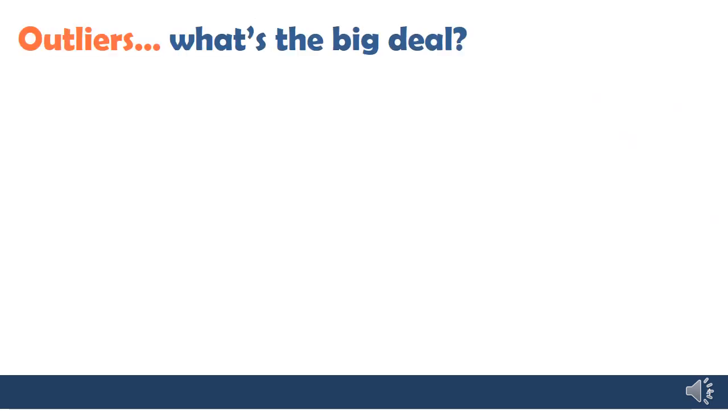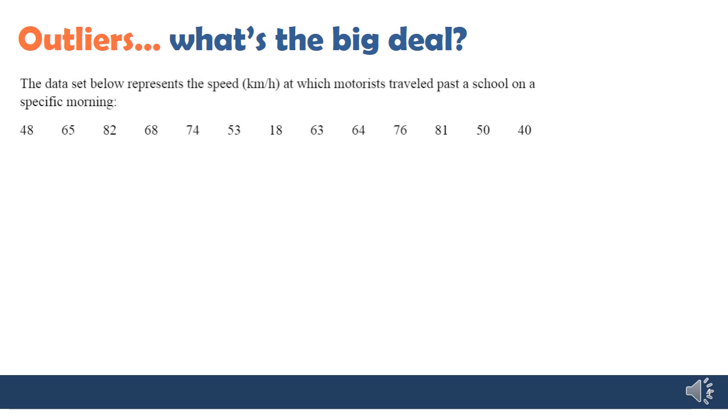So what's the big deal about outliers? Why do we care so much? To answer this question, I want to look back at the example that we did last time, where we have different motorists going past the school gate. So some of them go quite fast and some of them go not so fast. We can see straight away from looking at these data that there's one value that's quite a bit lower than the others. Can you see what it is? Yeah, it's 18. 18 is quite a bit lower. The next one closest to it is 40. And then they go up from there. The maximum being 82.